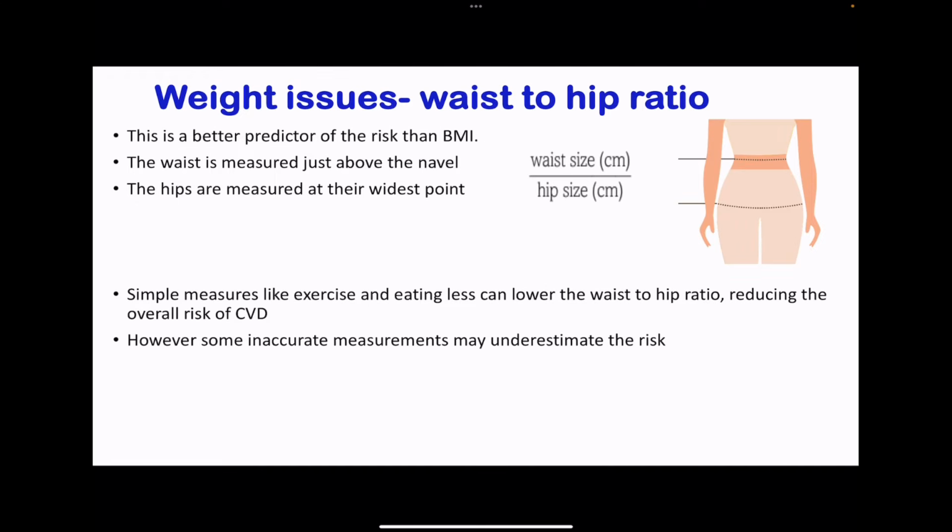The next predictor of the risk of CVD is using the waist to hip ratio. Of course, this method has advantages as well as disadvantages. To do this, we get the waist size in centimeters divided by the hip size in centimeters. Of course, to measure the hip size, you have to measure the widest area of the hips, and the waist is measured slightly above the navel. So you divide and get the waist to hip ratio. Now, the inefficiency of this method is that some people could measure areas where the waist is thinner instead of the actual areas they have to measure, and this is going to underestimate the risk of CVD using the waist to hip ratio.